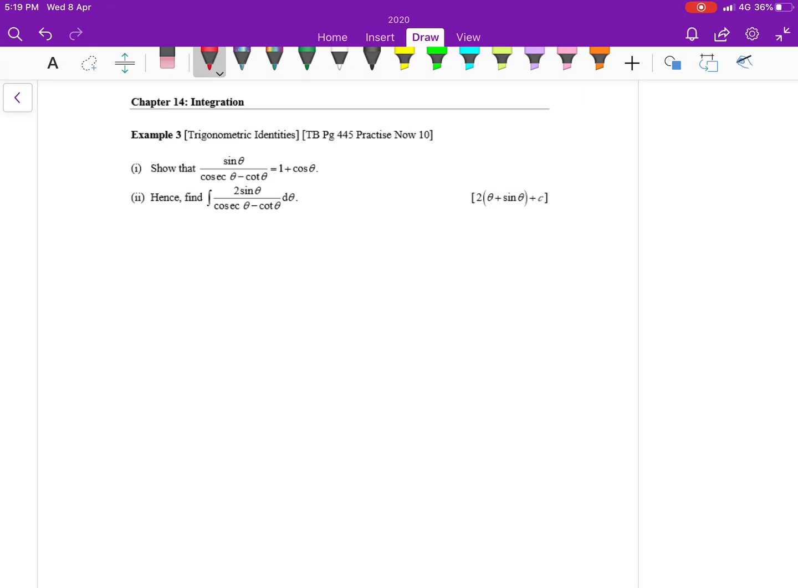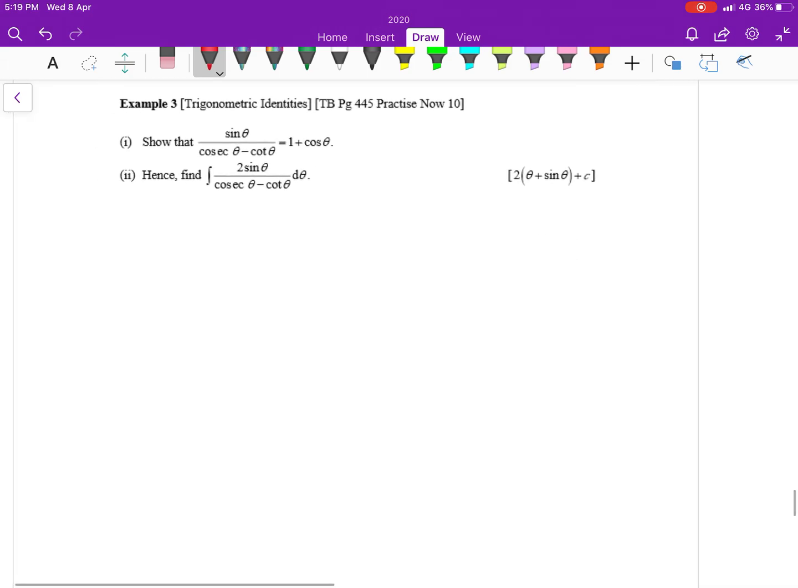Now we will see how trigonometric identities appear in integration questions. So part 1, example 3: show that sine theta over cosecant theta minus cotangent theta equals 1 plus cosine theta. So we have tried this kind of question before. Alright, so let's see. Question 1.